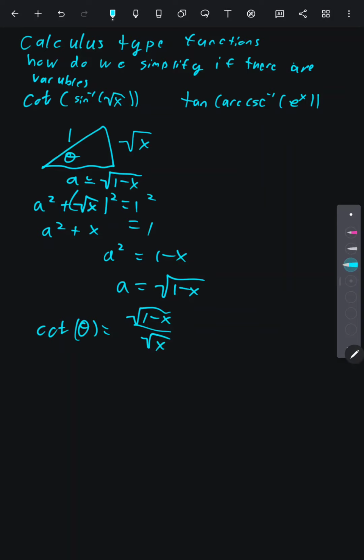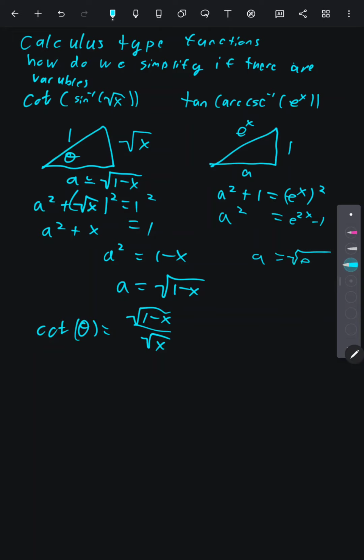And then continuing on to my second example here, we have an e to the x, but this time it's going to be our hypotenuse since we're dealing with the cosecant of x and what value would make that e. We know it would have an opposite side of 1. We now want to solve for a. So we would have a squared plus 1 squared is equal to e to the x squared. We know that would mean that a squared is equal to e to the 2x minus 1. So a is just equal to the square root of e to the 2x minus 1.